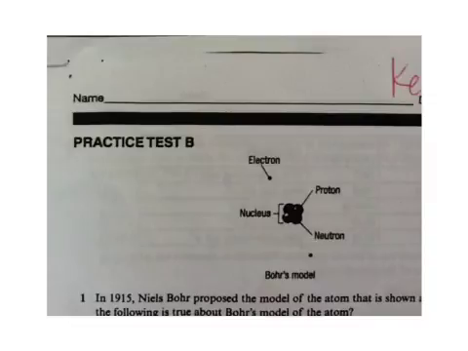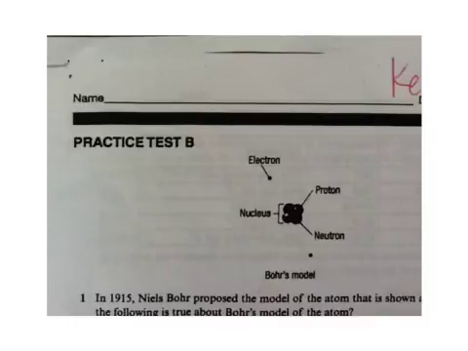Number 15. When two forces acting on a moving object are unbalanced, what will happen to this object? A, only its speed can change. B, only its direction can change. C, both its speed and direction can change. Or D, neither its speed nor its direction can change.